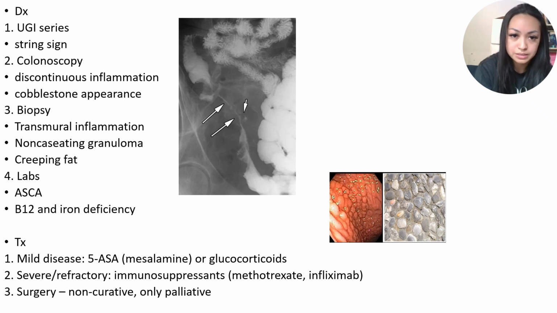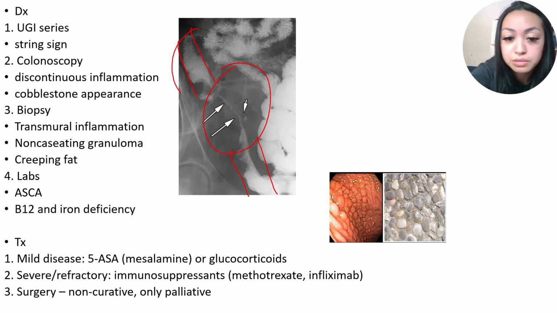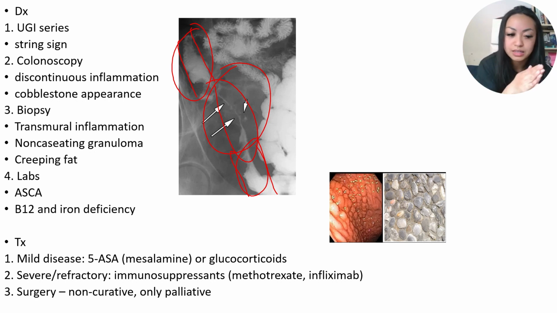So with this upper GI series, what you're gonna see is called the string sign. So this is the string sign. So if you can see here, that has like a narrowed area of the bowel. So if you see, here is like normal diameter of the bowel, and so is here. But here in the middle, there is that narrowed area. And it kind of looks like a string. This is why it's called the string sign. And this string sign indicates the areas of inflammation. Okay, so as you can see, normal bowel, and then the string sign, areas of inflammation, then again normal bowel, again highlighting the fact that this is a discontinuous inflammation or a discontinuous lesion.